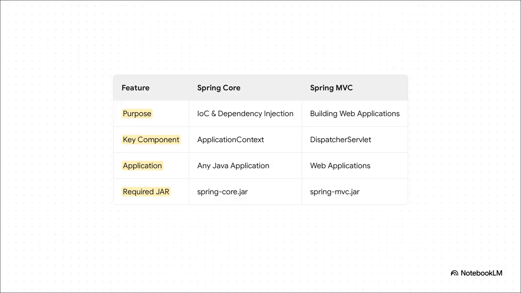Let's break this down. Look at the purpose. Core is all about that fundamental plumbing, IOC and dependency injection, and you can use it for any Java application. MVC, on the other hand, is laser-focused on one thing, building web apps. The key player in Core is the application context, while for MVC, it's that dispatcher servlet we talked about. But here's the most critical point, the real kicker. You absolutely cannot use Spring MVC without Spring Core. It's always an add-on, never a replacement.